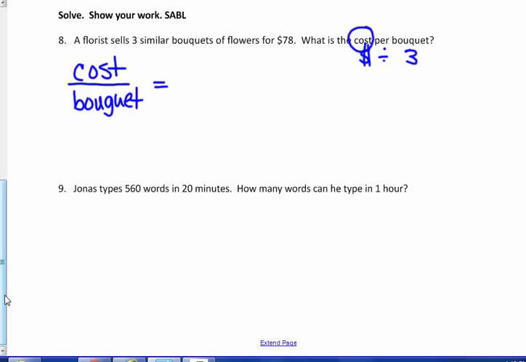But you do, however, have to show me that you are going to take the cost of $78 and divide it by the 3. And I don't have to put the label yet in my work. I do have to put it on my answer, though. The $78 is the cost divided by the 3 bouquets, and when I do that division, I get $26 per bouquet. What is the cost per bouquet?